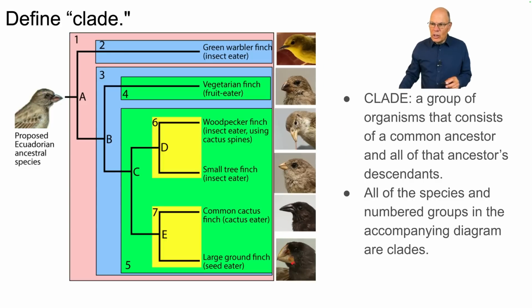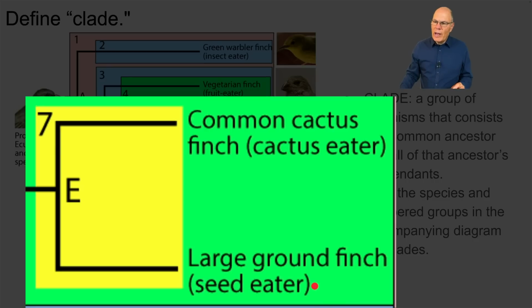So, down here, the large ground finch, that's a seed-eating finch in the Galapagos Islands. That's a clade. All members of a species have a common ancestor. All humans have a common ancestor. All human beings are a clade. The large ground finch and the common cactus finch have a common ancestor. That's this over here at E. So those two species together constitute a clade.